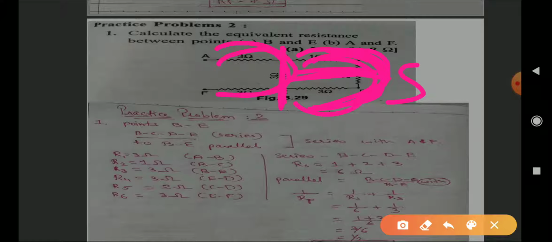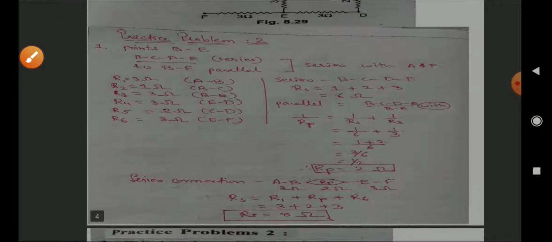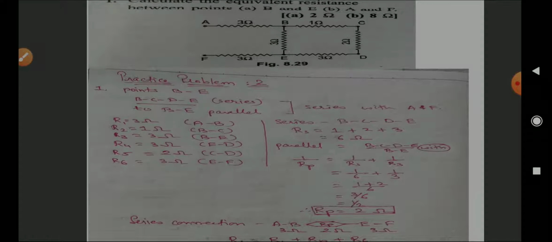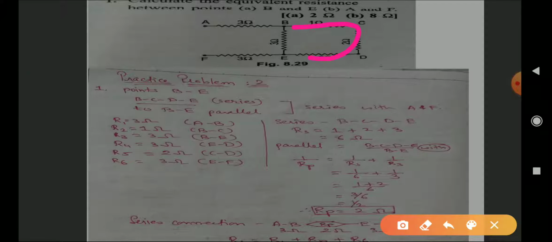So we'll do it one by one. First of all the series, 1 plus 2 plus 3 ohm. So 1 plus 2 plus 3 ohm is 6 ohm. So from here to here you get 6 ohm. Understood? Now this 6 ohm and this one are in parallel. So 1 upon 6 plus 1 upon 3, that is going to give us 1 upon 2. So Rp of this one is 2 ohms.